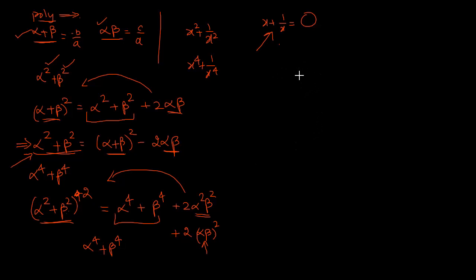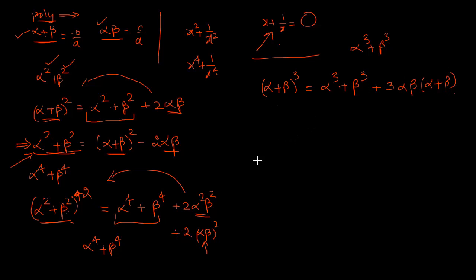So let's take one more. What if I need to find out, let's take something entirely different, alpha cube plus beta cube? Let's look at the identity which is involved with this. So what is the identity? Alpha plus beta whole cube equals alpha cube plus beta cube plus 3 alpha beta into alpha plus beta, right? That's the identity we have.